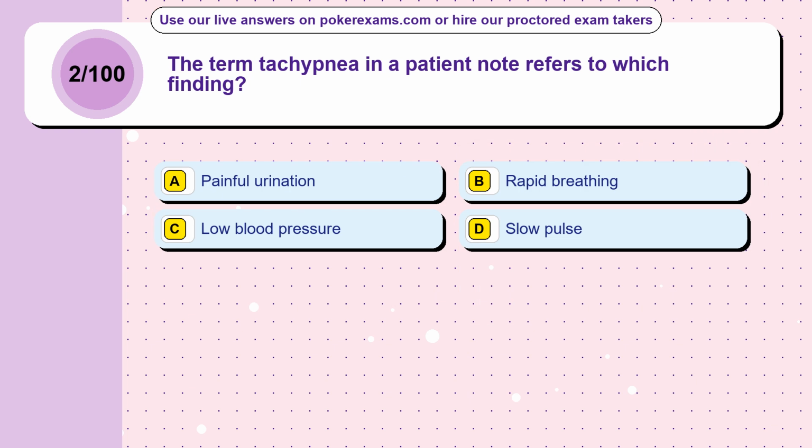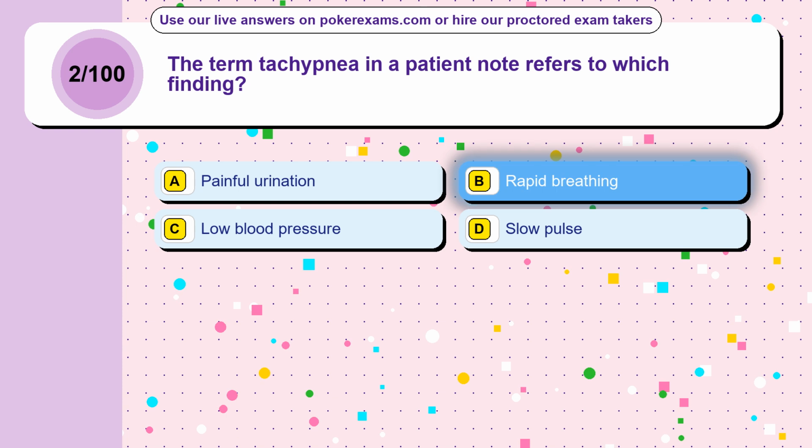Question 2. The term tachypnea in a patient note refers to which finding? Option A. Painful urination. Option B. Rapid breathing. Option C. Low blood pressure. Option D. Slow pulse. The correct answer is option B.